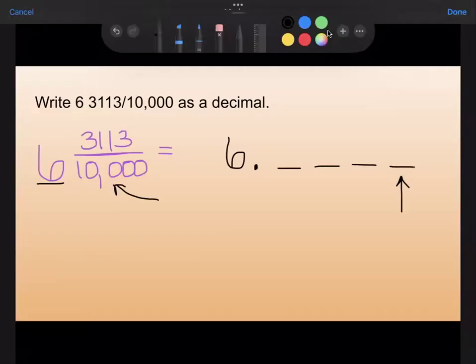So now that I've figured that out, I can take this number on top, which is the numerator, and just transfer it over here. 3,113. And the reason I started going from right to left is I wanted to make sure that it went out to the 10,000th place. Sometimes if you get a smaller numerator up there, you want to make sure it's all the way over to the last place value. So the decimal for this mixed number would be 6.3113.